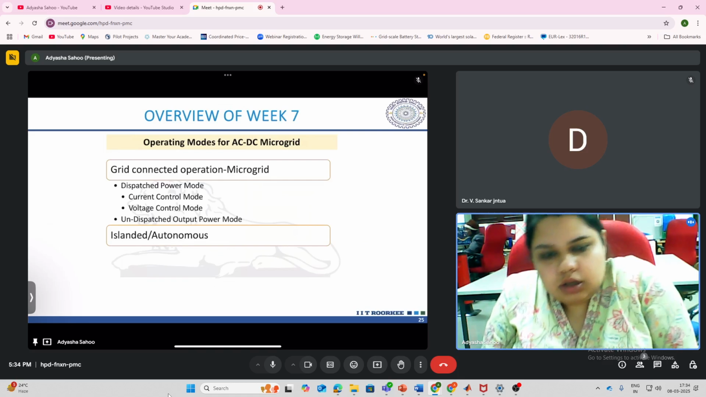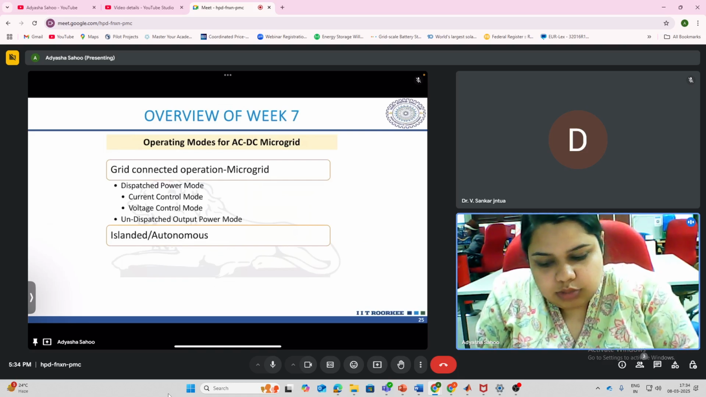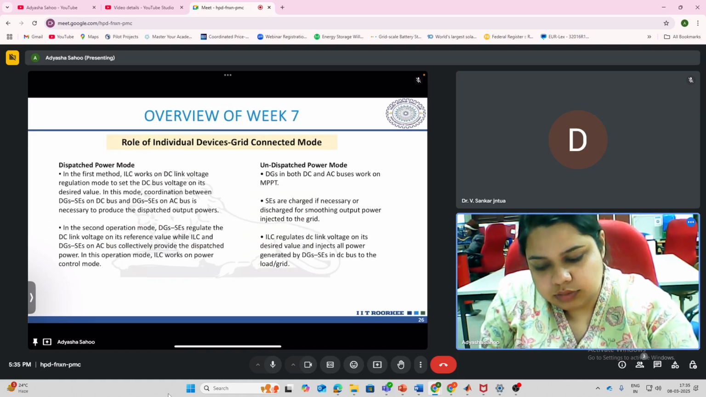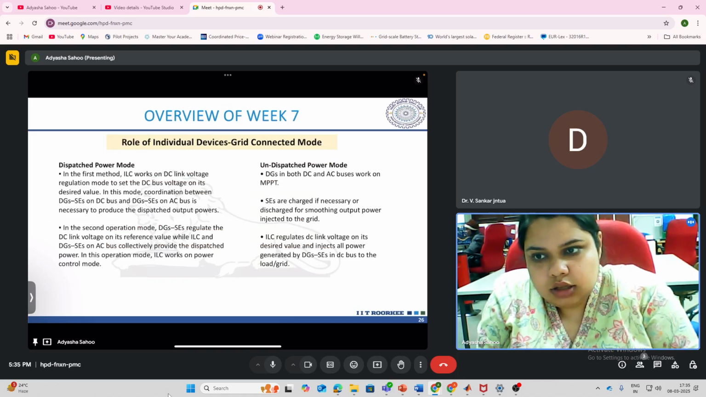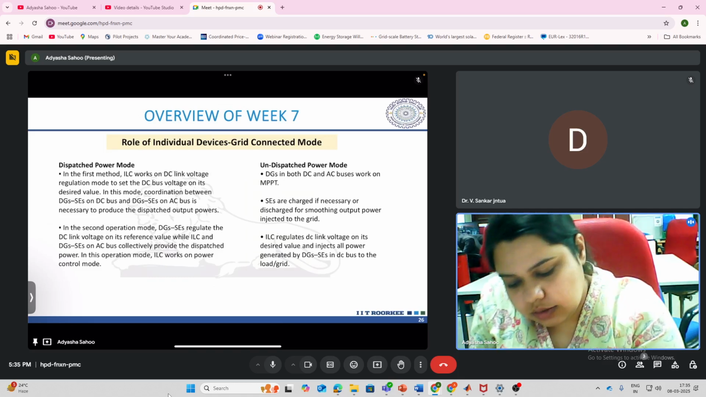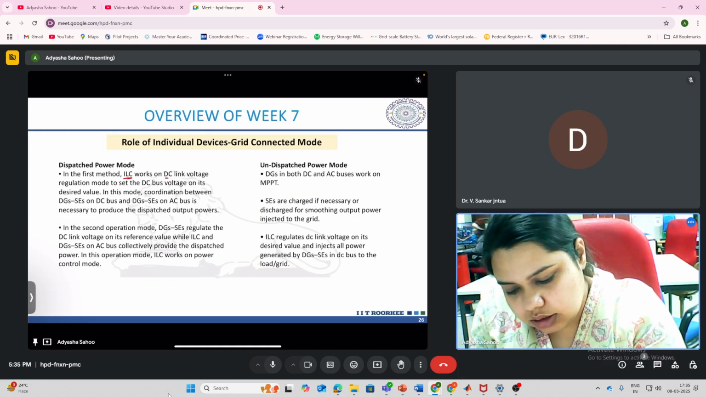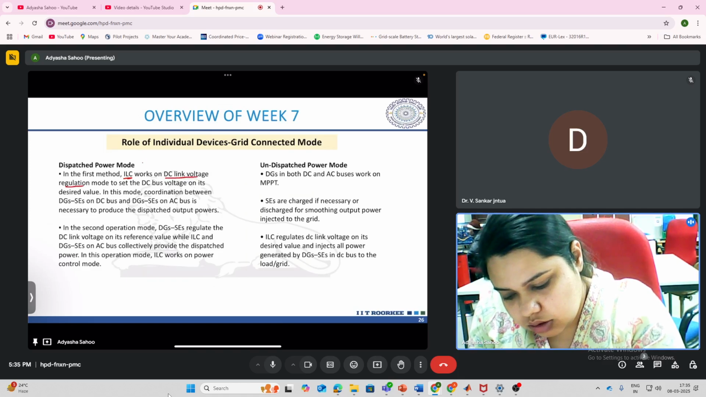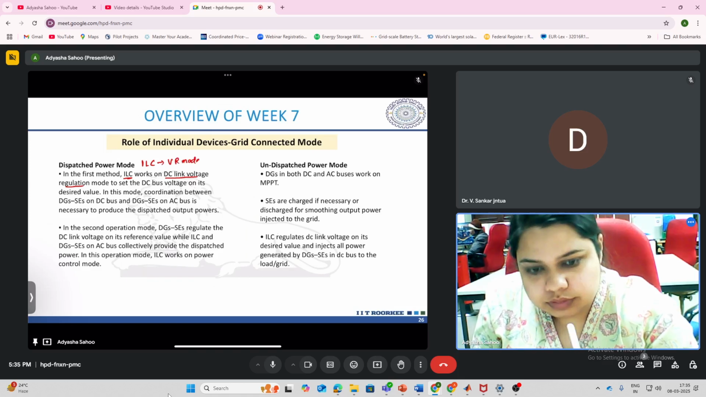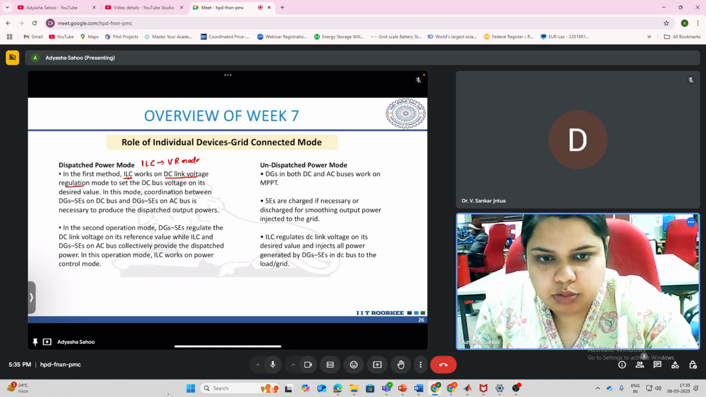Now again for the operating, we have various operating modes for the AC-DC microgrid. We will see that in the grid connected mode, either it can be in the dispatched power mode or in the undispatched power mode. So we'll see here what happens in each mode. Coming to the first, in the dispatched power mode, the interlinking converter ILC is working in the DC voltage regulation mode. So here ILC is in voltage regulation mode. That means it sets the voltage of the DC bus, and all other resources will follow this set point of the DC bus.